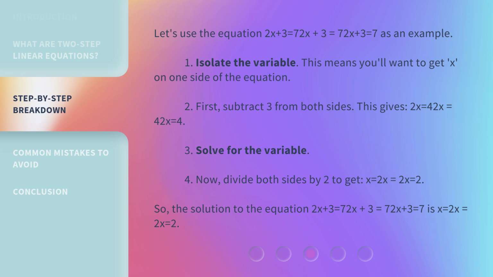3. Solve for the variable. Now, divide both sides by 2 to get x = 2. So, the solution to the equation 2x + 3 = 7 is x = 2.